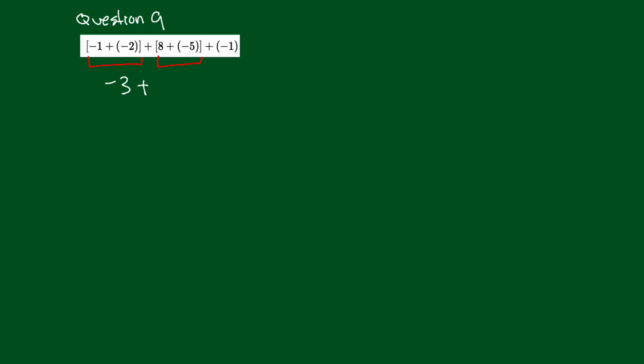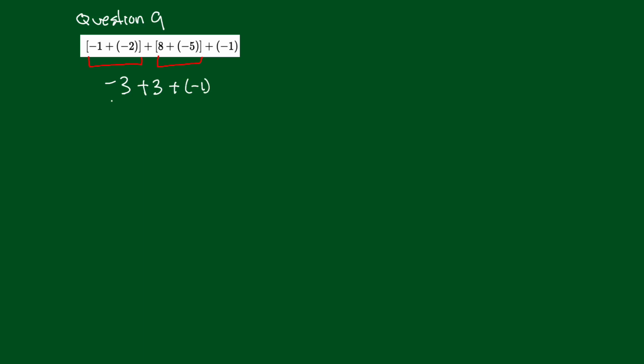plus, now what about over here? 8 plus -5. I'm adding 2 numbers with opposite signs, so I do a subtraction. Just 8 minus 5 is going to be 3. And then I've still got that -1 out here.